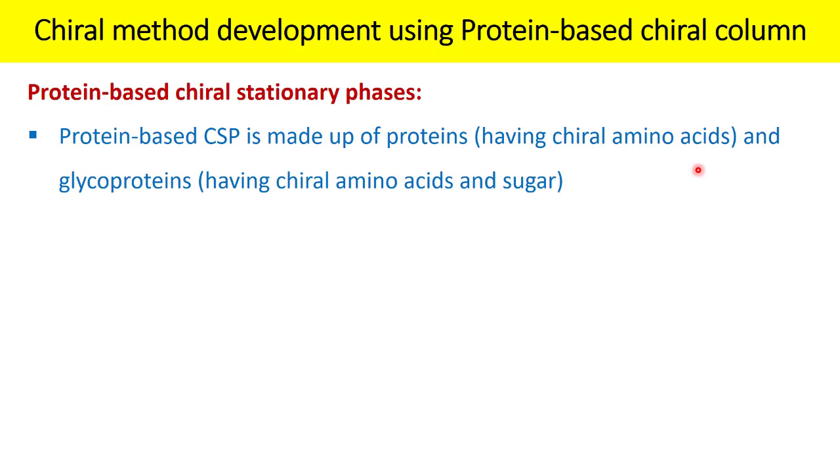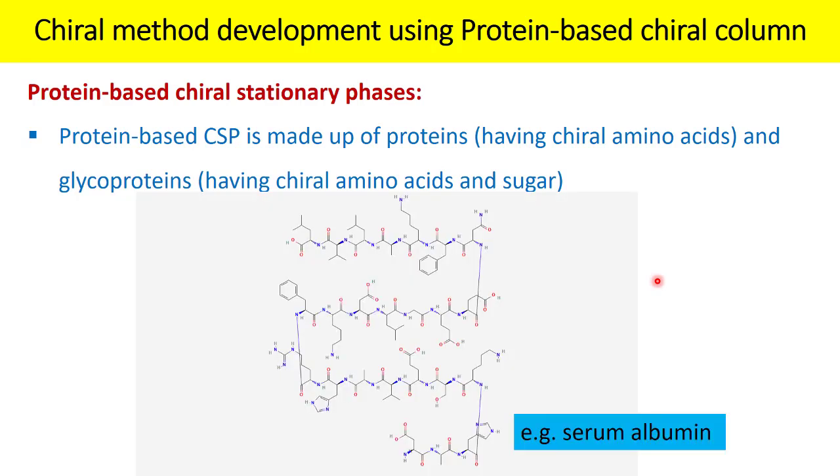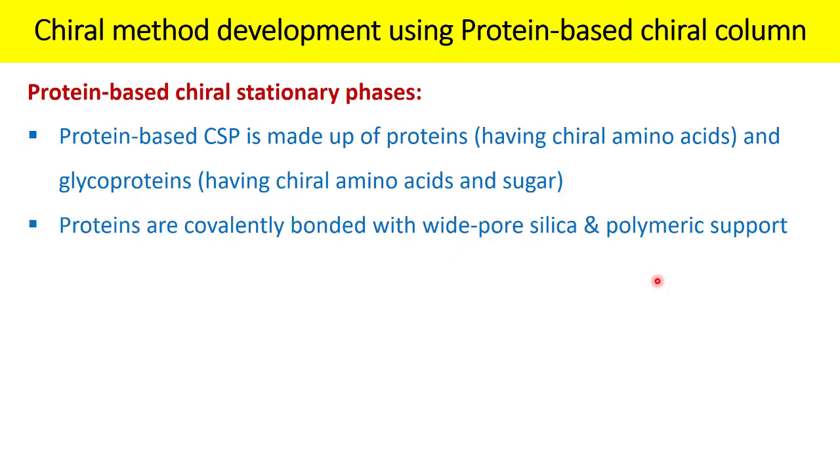So, the protein-based chiral column, the CSP, which stands for chiral stationary phase, is made up of proteins having chiral amino acids, because the proteins have chiral amino acids due to asymmetric carbon atoms, as well as glycoproteins, which also have chiral amino acids and sugars. Just to let you know how these amino acids look, here is an example of serum albumin. So don't get scared by looking at the structure. It is quite scary, but let us not worry about that.